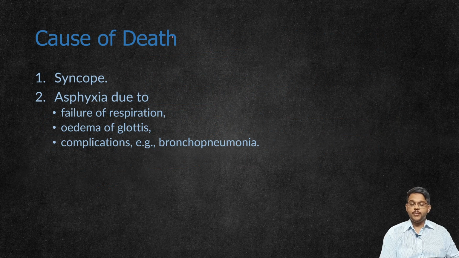The causes of death in carbolic acid poisoning are, first, syncope; next, asphyxia, mainly because of respiratory failure due to depression of the respiratory centers; then edema of the glottis because of the local effect of the carbolic acid. Then there are complications: if the poison enters the lung, it causes bronchopneumonia, and the person dies because of asphyxia.